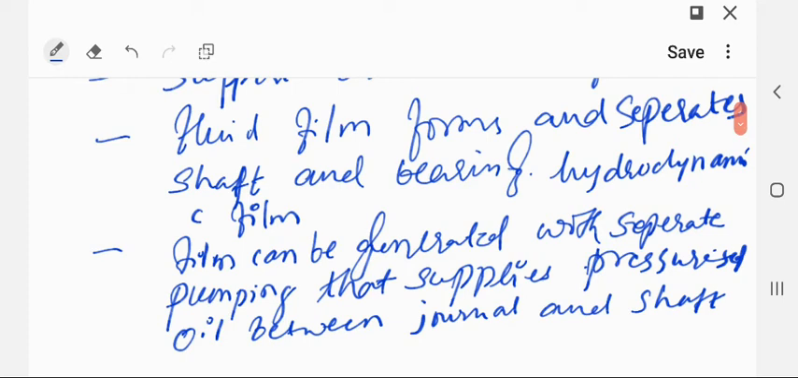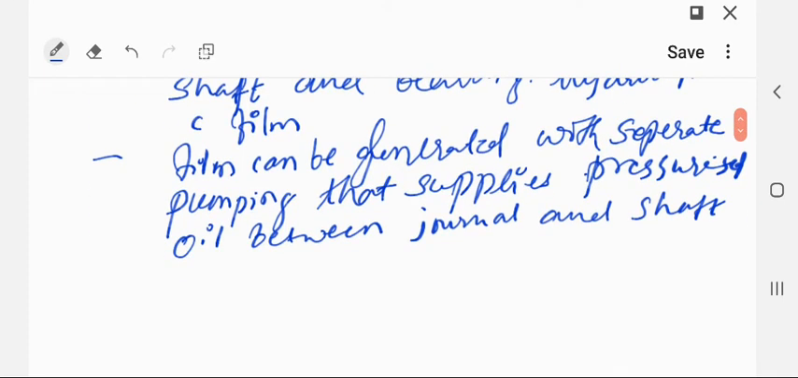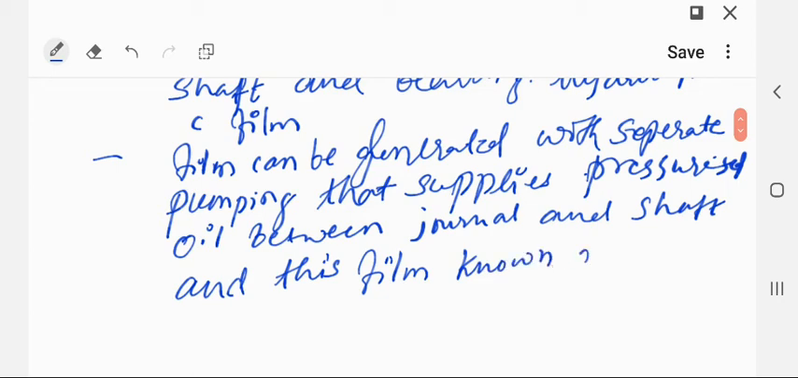And this film is known as a hydrostatic film.